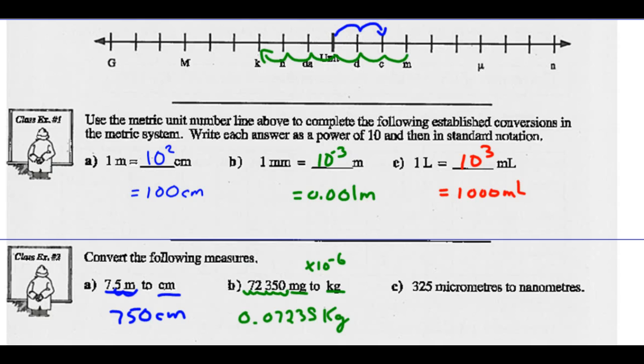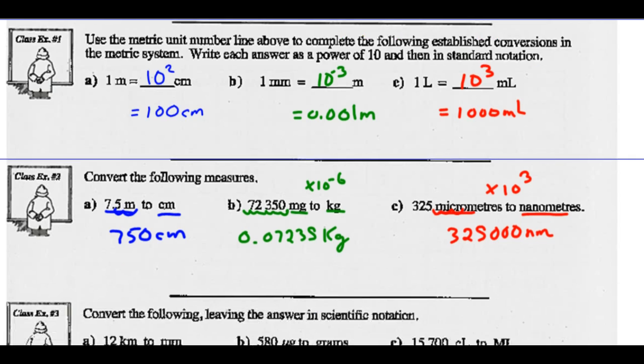And let's look at micrometers to nanometers. So we start at micrometers and we go to nanometers. So here's our micrometer. I'm going to go to nano, 1, 2, 3 units that direction. So I'm going to multiply by 10 cubed, or move my decimal 3 spots this way. So 325,000 nanometers. All right, lovely.